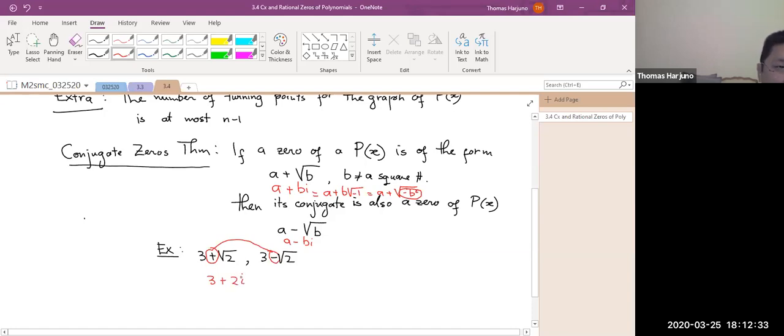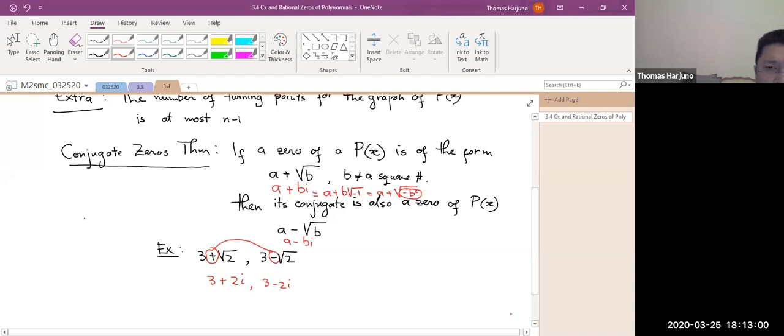Now, that's a complex number, and it has a conjugate. Then the conjugate must also be a zero. That's what a lot of those lecture videos say, which is true. Don't get me wrong, they are true. But the one that we need is actually the irrational version of that. If an irrational number, 3 plus radical 2, for example, is a zero, then the conjugate is also a zero.